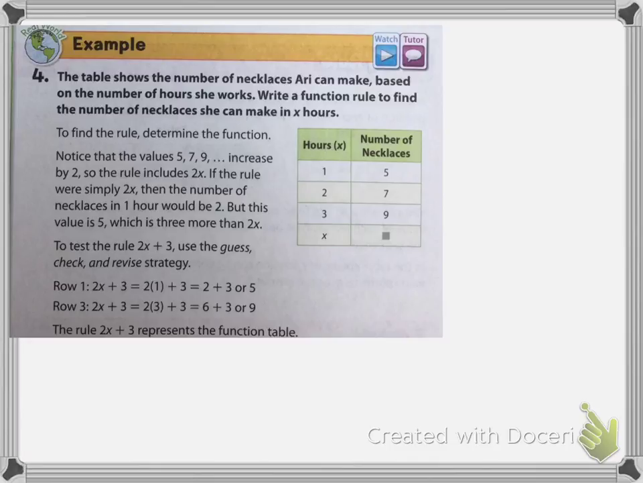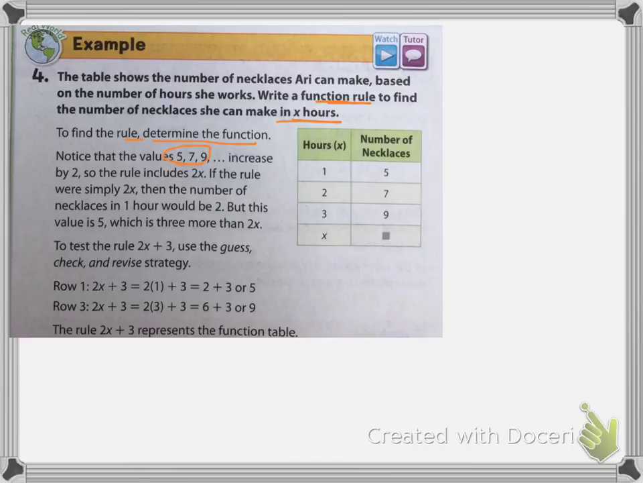The table shows the number of necklaces Ari can make based on the number of hours she works. Write a function rule to find the number of necklaces she can make in x hours. So it says to find the rule, determine the function. Okay, notice the values 5, 7, and 9. So you see there's 5, 7, and 9. And then I'm going to go ahead and erase that because I just wanted you to see where that was. So notice the values 5, 7, and 9 increase by 2.